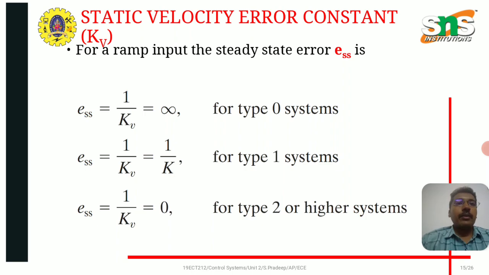For a ramp input, the steady state error E is E equal to 1 by Kv, which is equal to infinity for type 0 systems, E equal to 1 by K for type 1 systems, E equal to 0 for type 2 or higher systems.